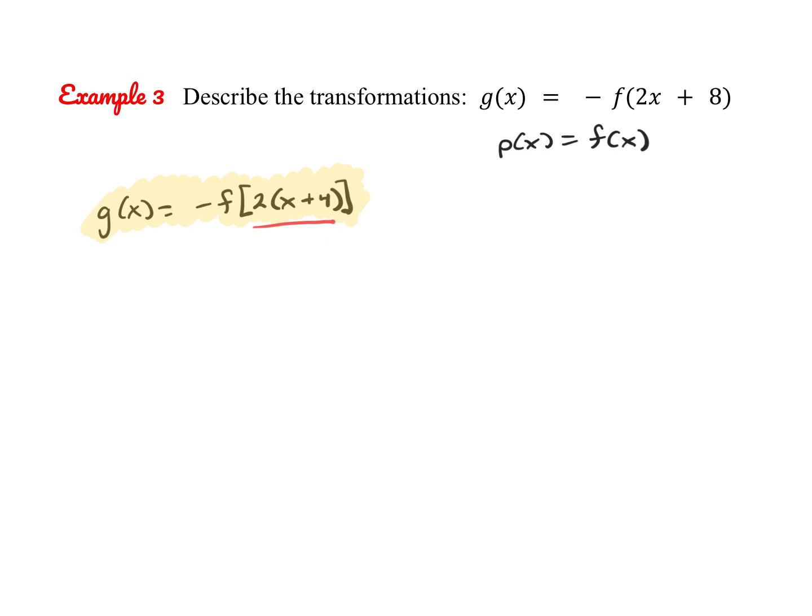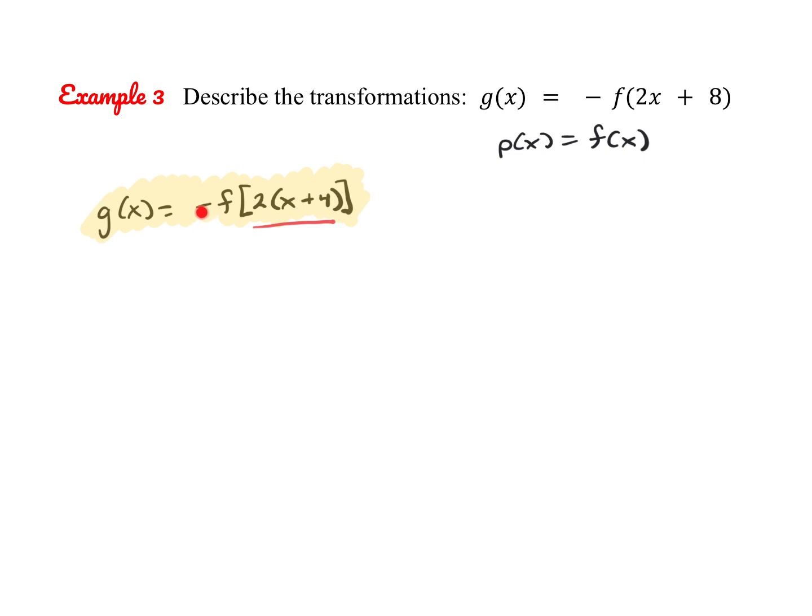Now, you need to do this before you decide what the transformations are. If you don't do it first, you're going to look at this and say that it's shifted to the left 8 units. But in reality, it is only shifted to the left 4 units. So you absolutely have to do this before you do anything else. Now, once I've factored out my 2, I can go through and decide what my transformations are.